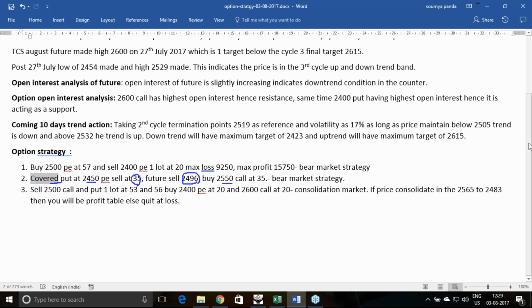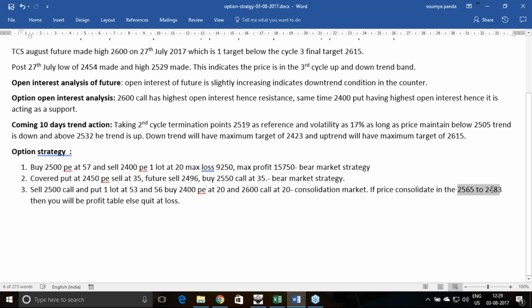And if you feel it is a consolidation market, because we are not seeing a great change of open interest, hardly some 0.5%, 1%, then you can think of selling the 2500 call option and put option at 53 and 56 currently, and buying the 2400 put and 2600 call option at 20 and 20. So you will get a credit of 109 points and a debit of 40. So you can take 60 points of time value.